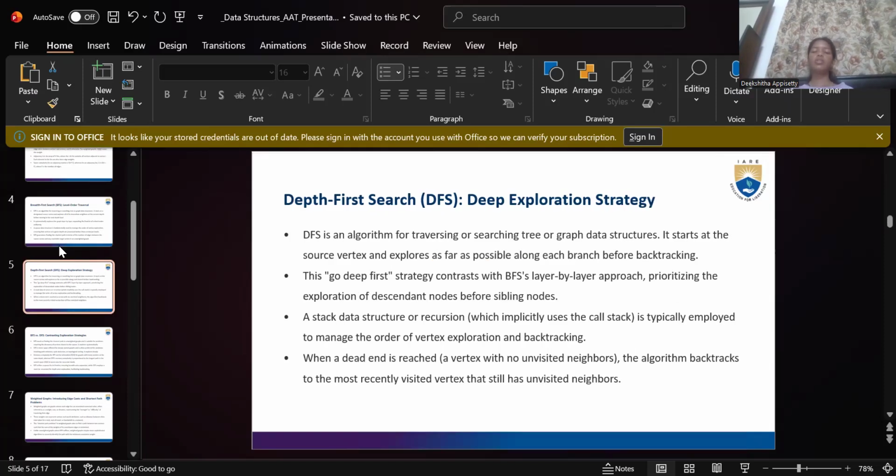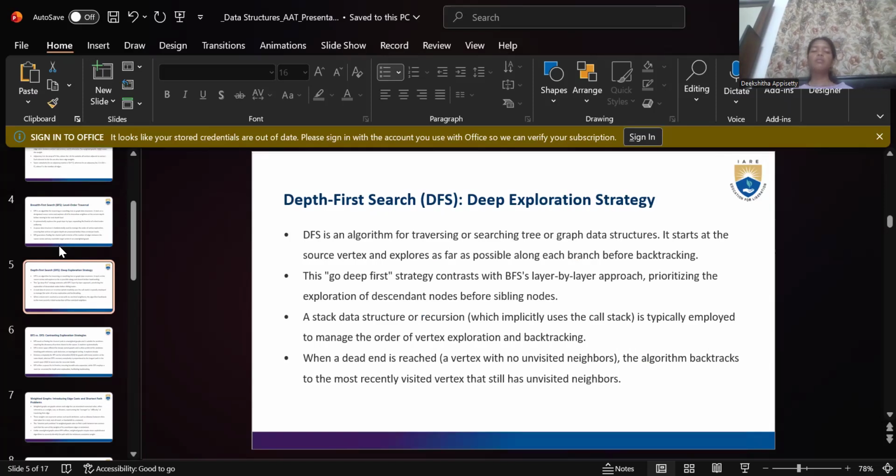Depth first search, DFS. DFS is an algorithm for traversing or searching tree or graph data structures. It starts at the source vertex and explores as far as possible along each branch before backtracking.